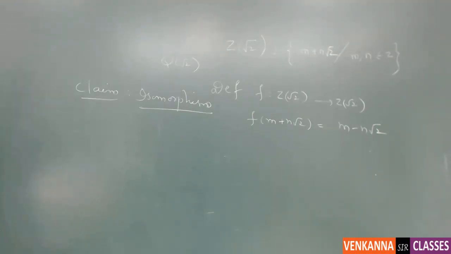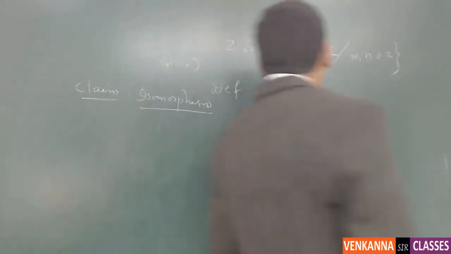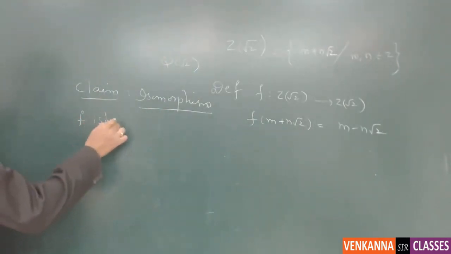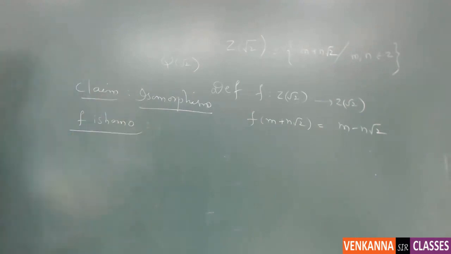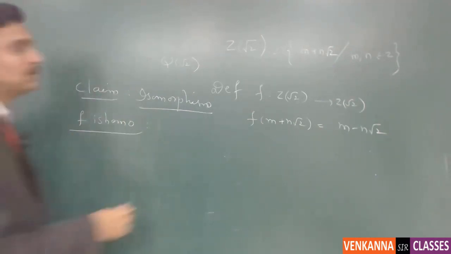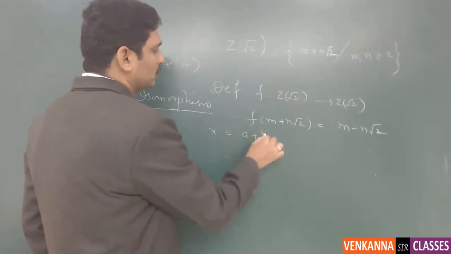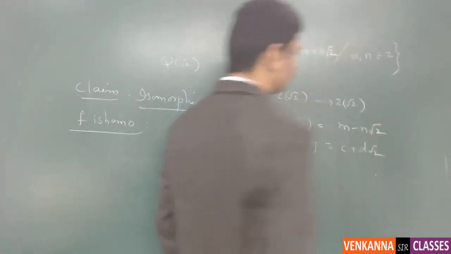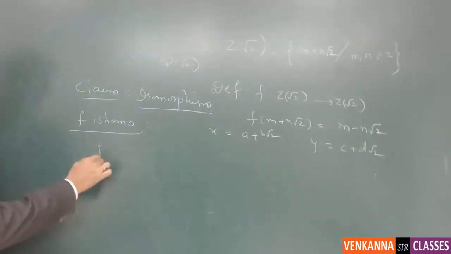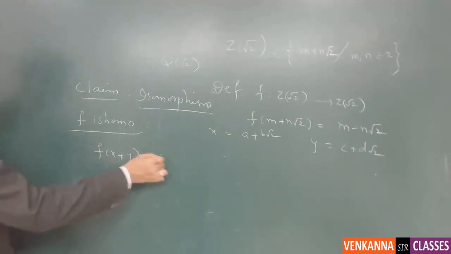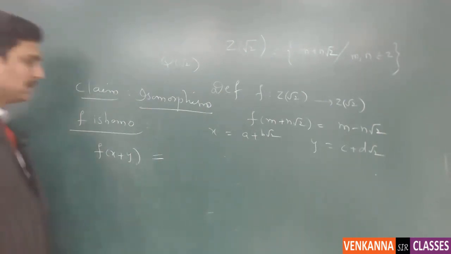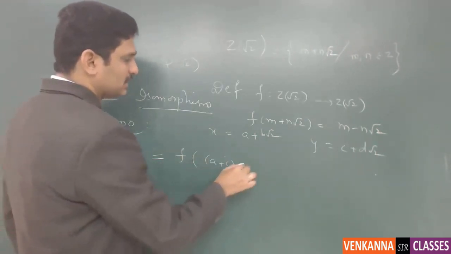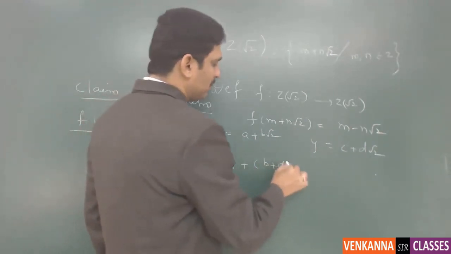Right. Now, first we prove that it is a homomorphism. So let us take two elements first. You take x is equal to a plus b root 2, y is equal to c plus d root 2. So you consider f of x plus y. It is nothing but f of adding the two values, a plus c plus b plus d root 2.